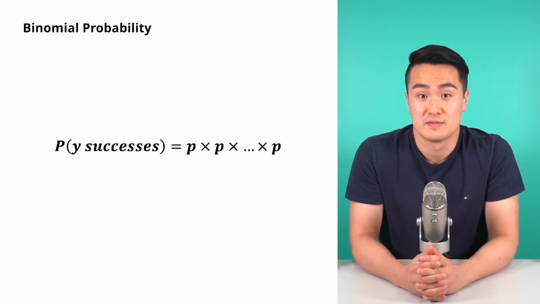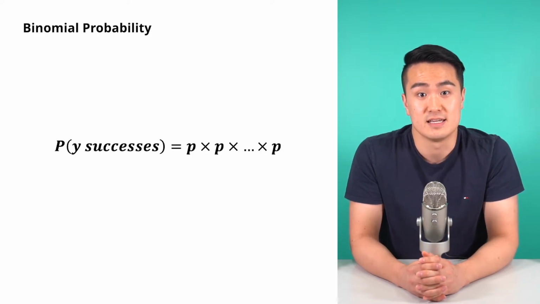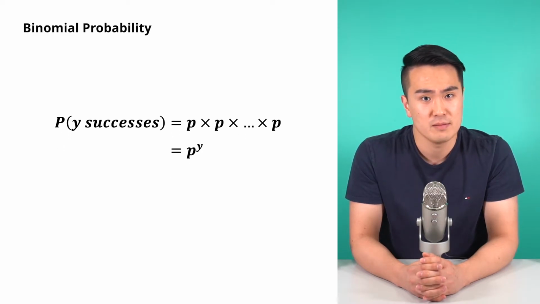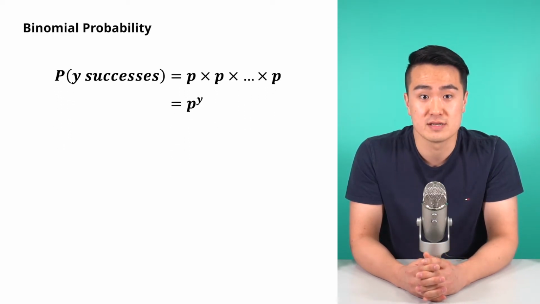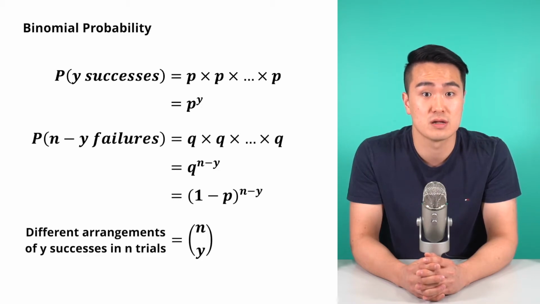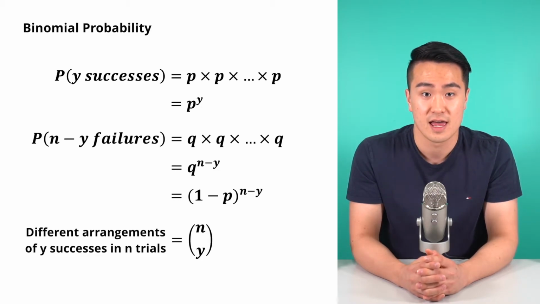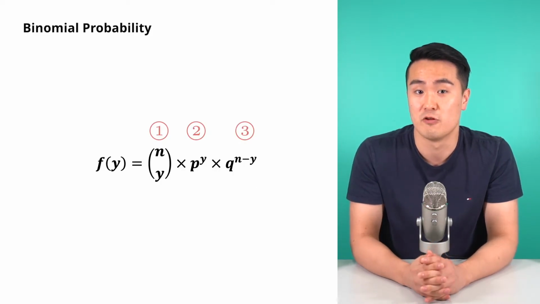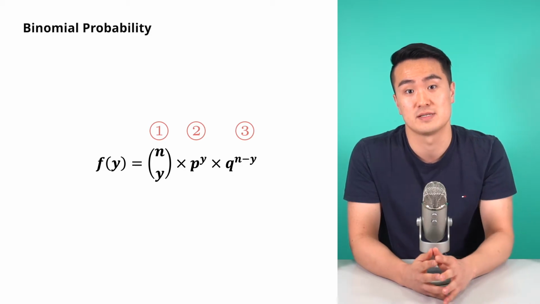The probability of obtaining y successes is p multiplied by p y number of times. But because there are total n trials, if there are y successes, then there must be n minus y failures. So we must also choose the number of different ways our successes can occur from n trials. Hence, the PMF of a binomial distribution is this, and you can remember it in 3 easy steps.